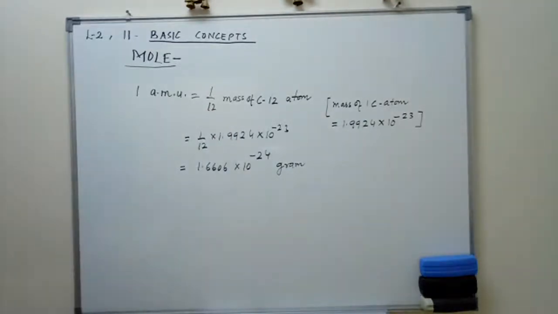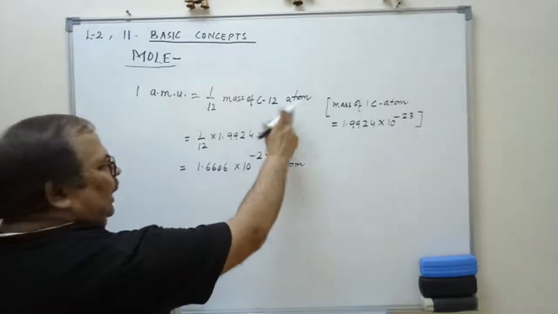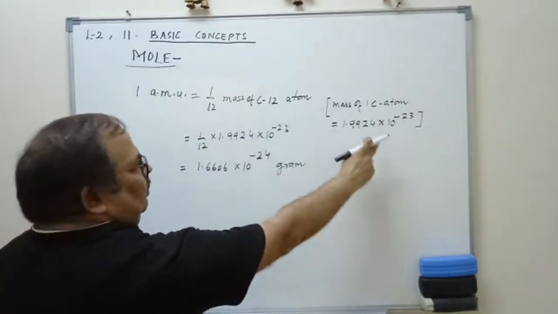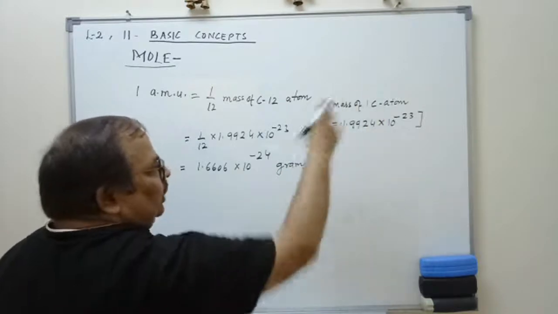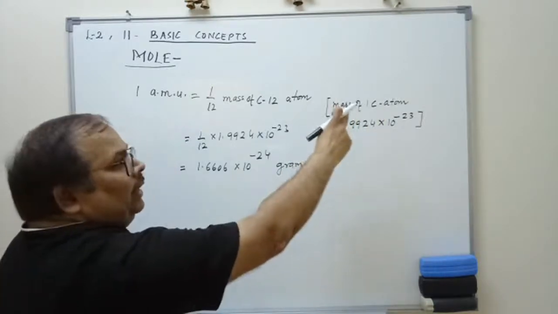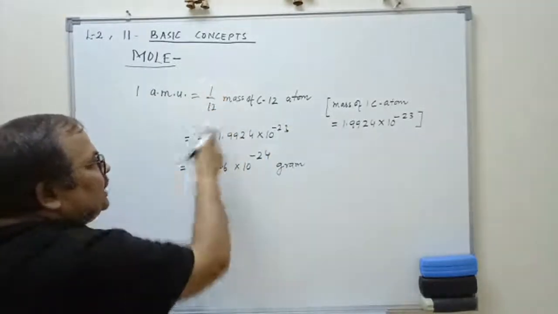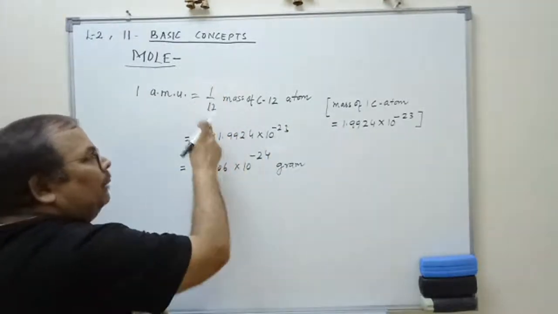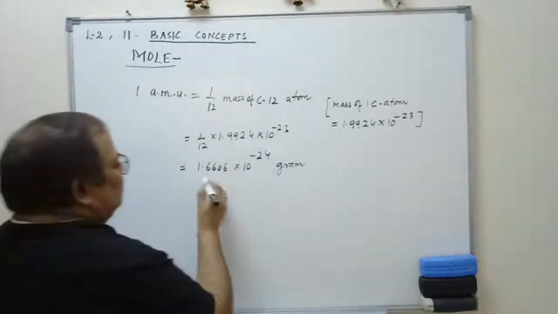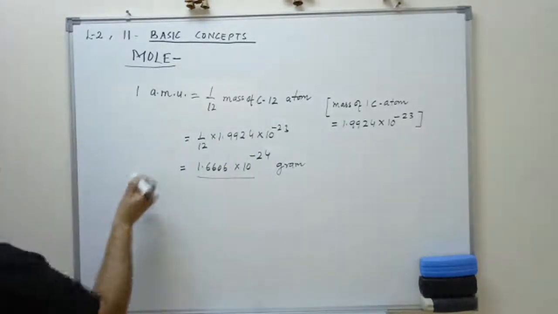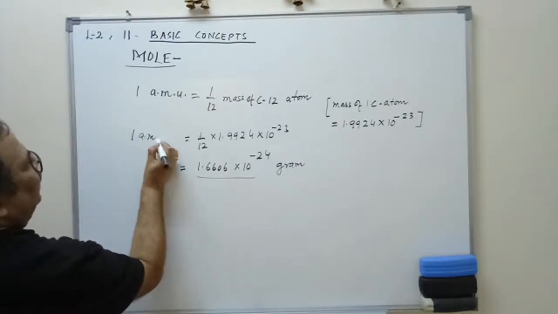We can write very simple: 1 AMU equal to 1 by 12 mass of carbon 12 atom. 1 carbon atom mass is exactly 12 divided by Avogadro number. This can be taken as 12 by 12 upon Avogadro number. This is giving this much. This is 1 AMU.